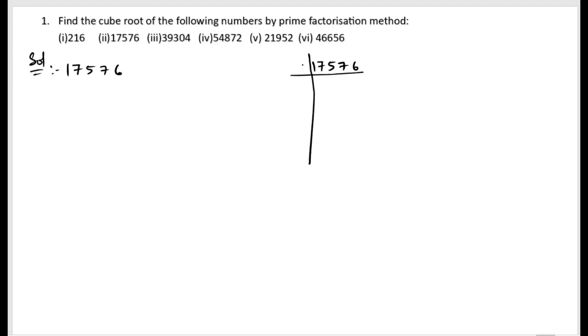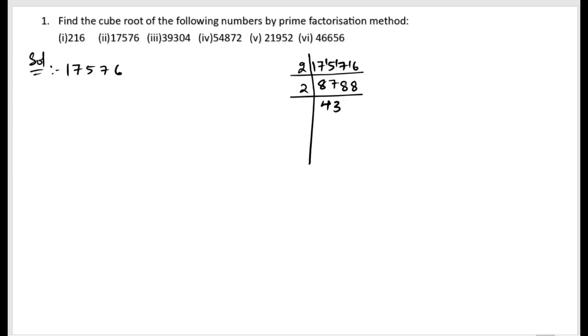We will start with the 2 table. 2 8s are 16. 2 7s are 14. 2 8s are 16. Next, 2 4s are 8.